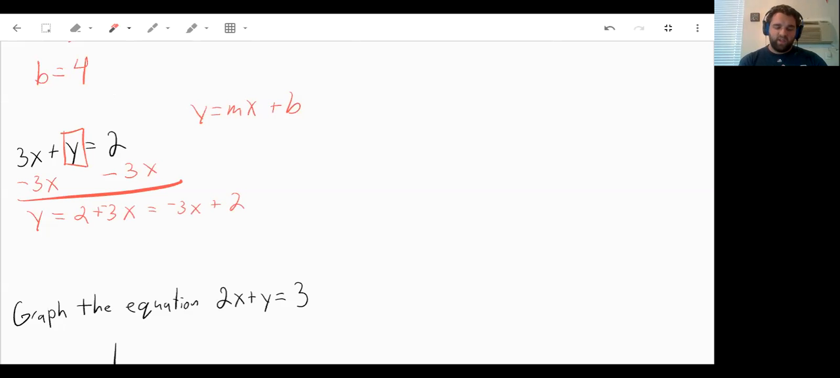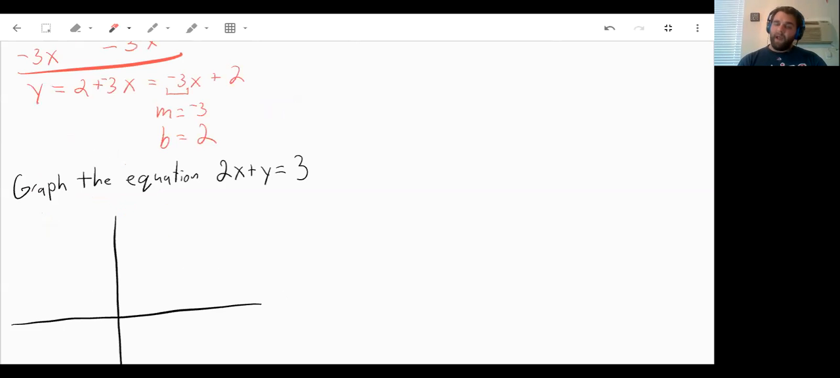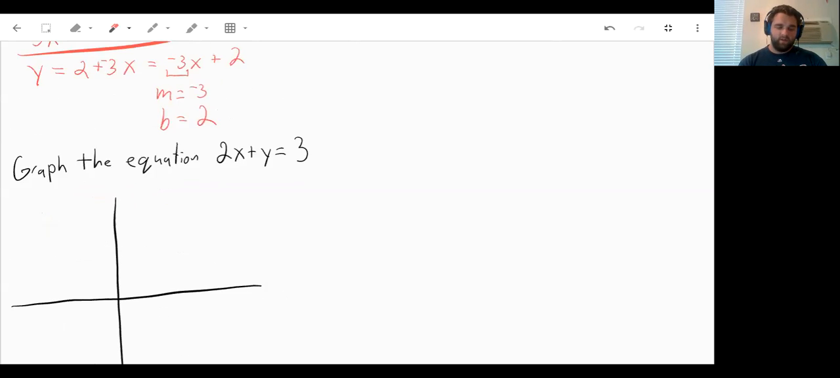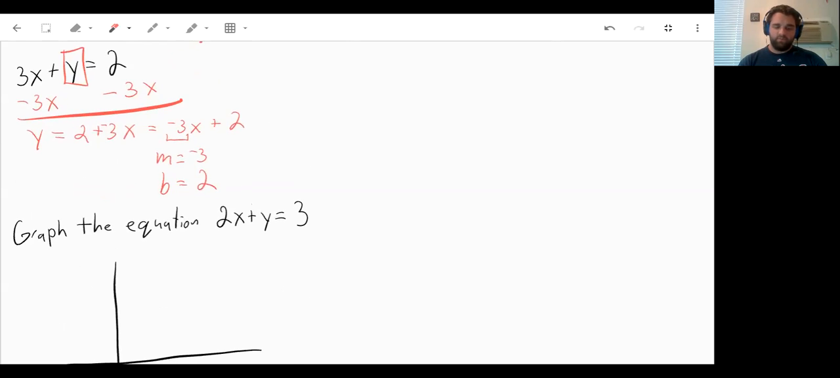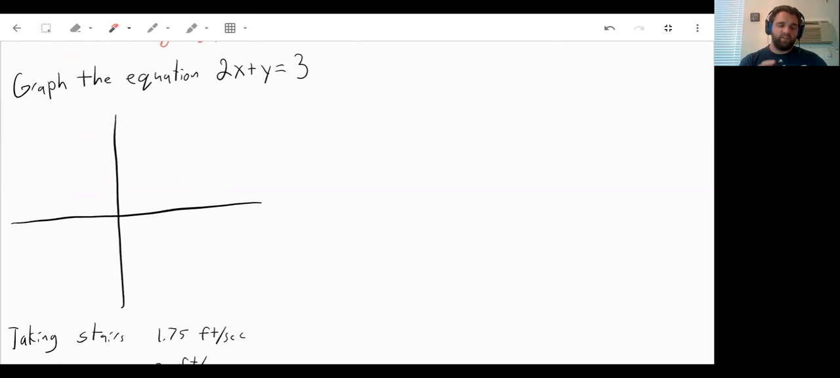Well, now in this case, we can see that our slope is that negative 3, because that's the part that's multiplied by the x, and our y-intercept is 2. Now let's try graphing something in slope-intercept form. Oh, shoot, it was almost the same equation.